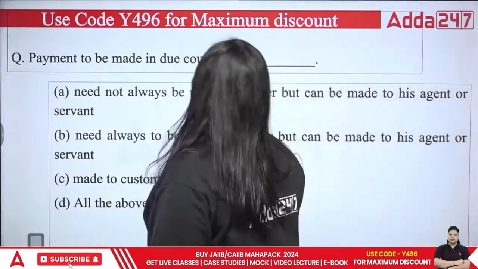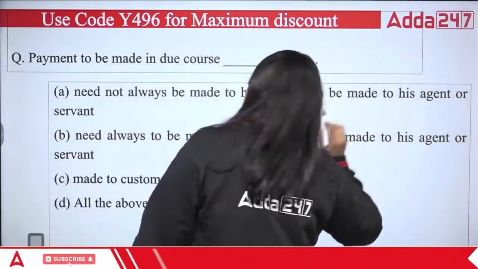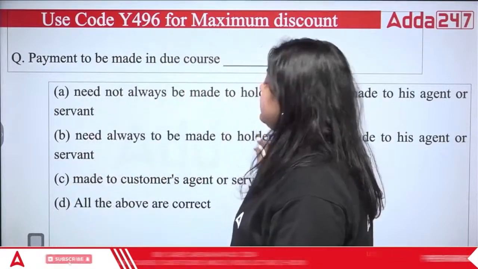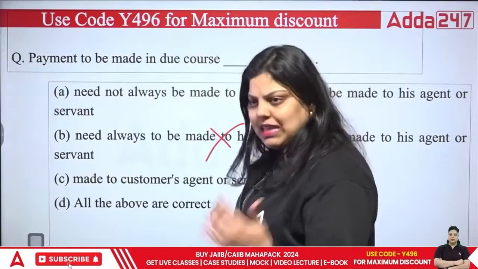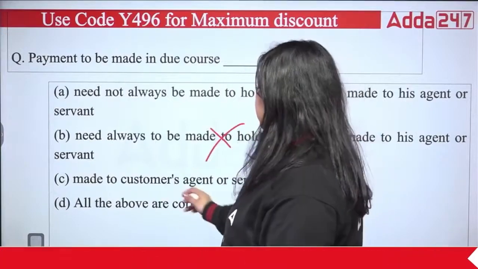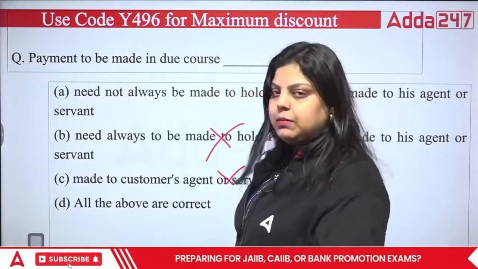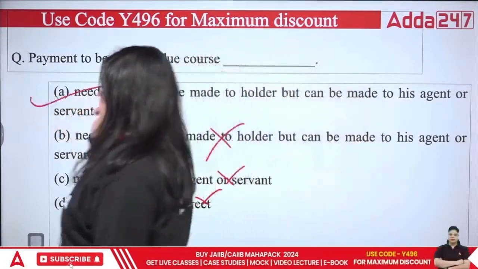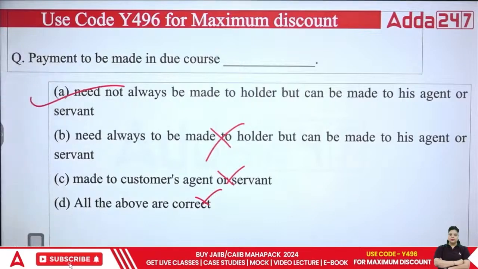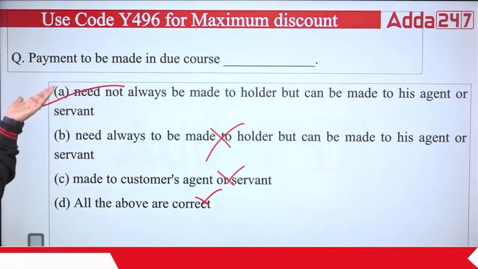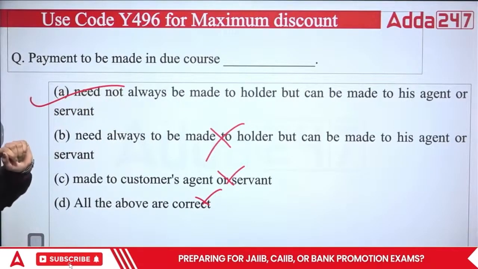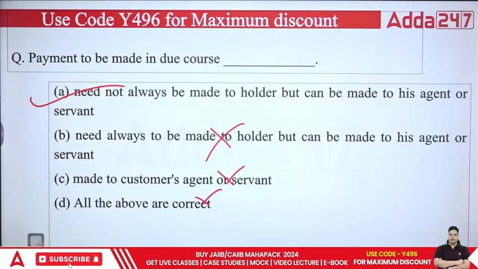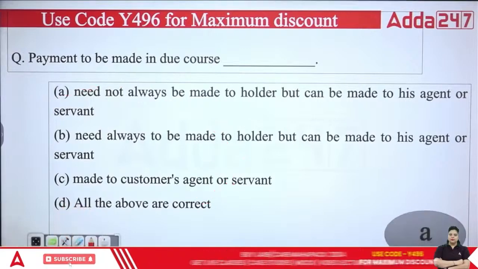Now, need not always be made to holder but can be made to his agent. It's saying need always to be made to holder. No, it's not mandatory that you always have to make payment to the holder. Made to customer's agent or servant, it can be given to the customer or to his agent, or it depends. So the right answer will be A. It is not required that the payment will be made always to the holder. It can be made to the agent or the servant of a customer. So the right answer will be A option.